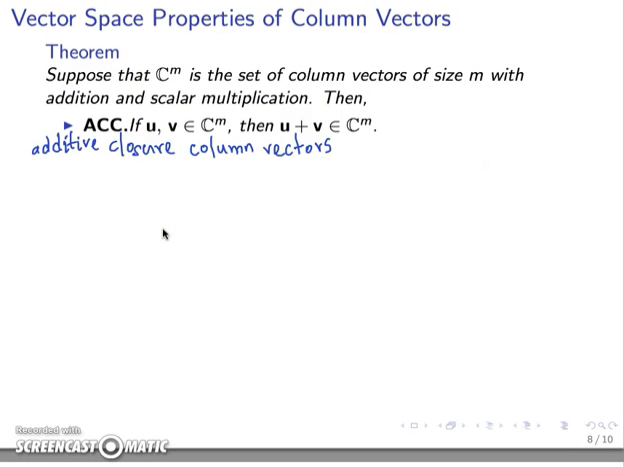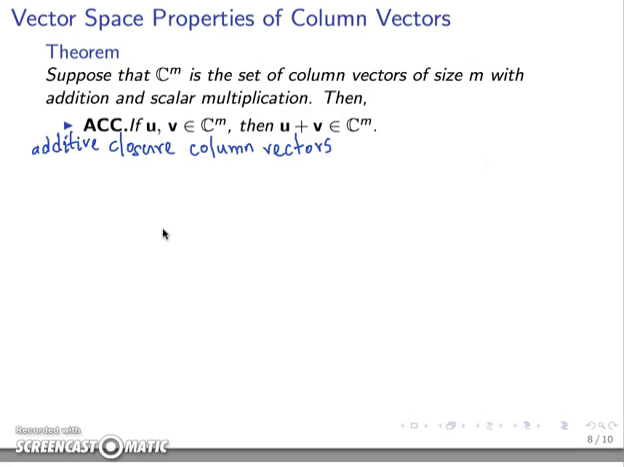So we have specified the definition of equality among vectors, among column vectors. We have defined addition of column vectors and scalar multiplication, so one scalar multiplying a column vector. Turns out that with those definitions, this set CM of vectors, column vectors with M entries, has certain properties.